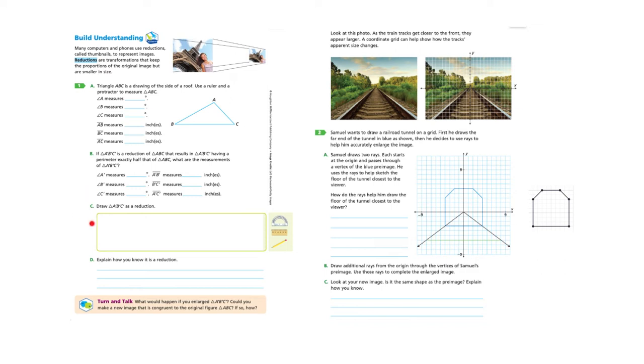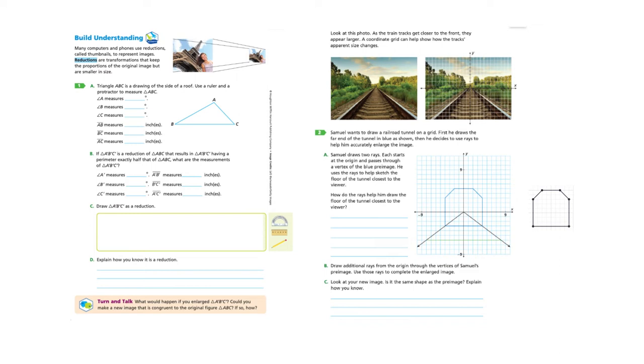And then C tells you to draw that triangle A prime, B prime, C prime as a reduction. And then they want you to explain how you know it's a reduction in D. So you can pause there if you want, or we can look at the next page together. But if you want to pause, take a minute, work on number 1, and then we'll go on to number 2.